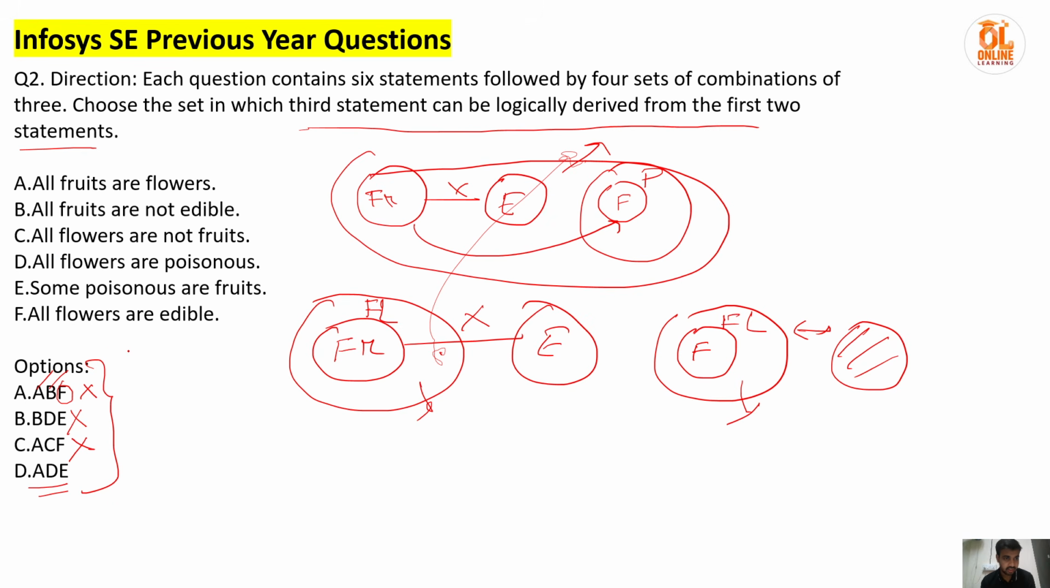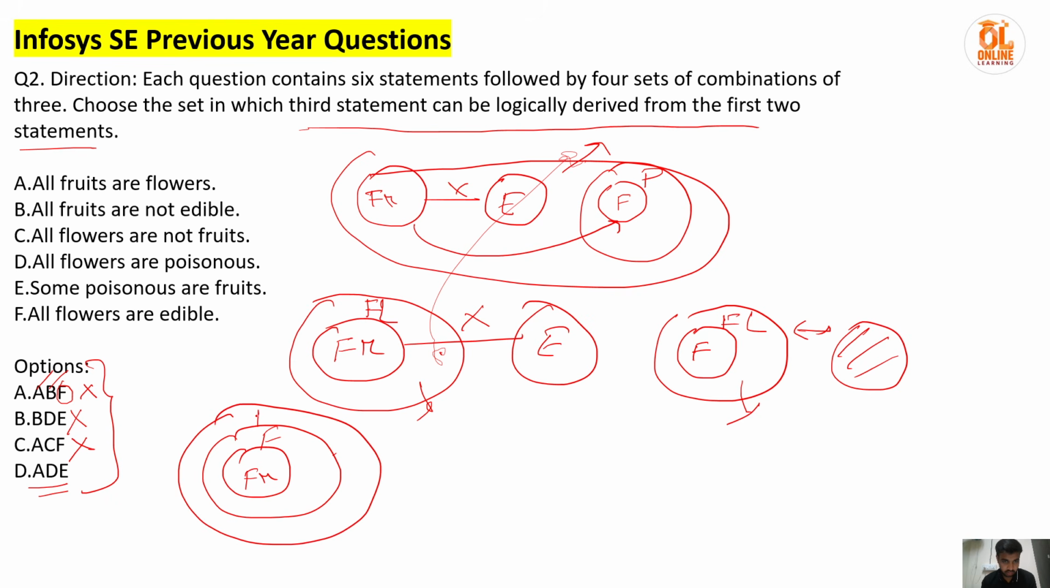So what is A again? All fruits are flowers. What is D? All flowers are poisonous. Now, what is E? Some poisonous are fruits. Yes, fruits is inside flowers and flowers is inside poisonous. So some fruits must be poisonous, right? So this is the right answer. I hope you have understood.